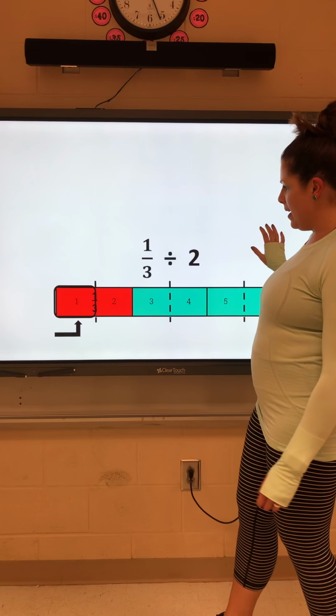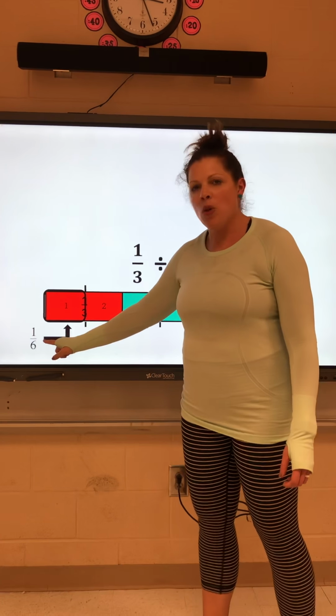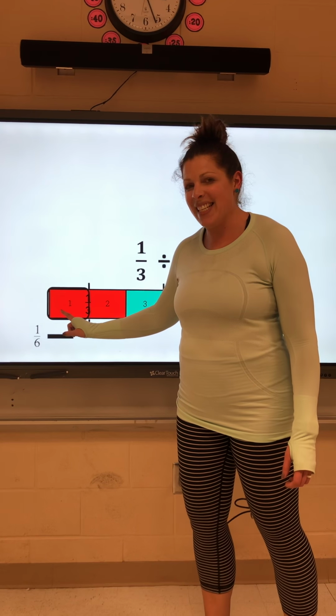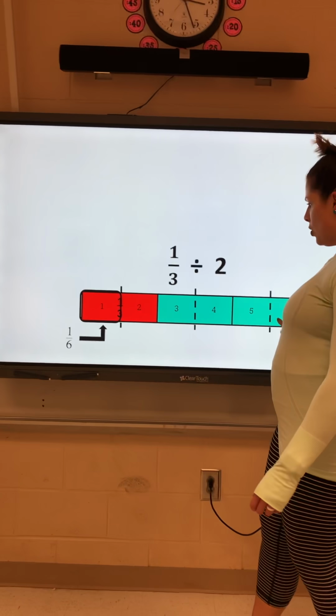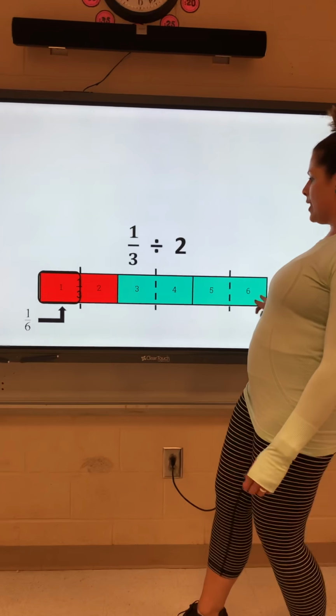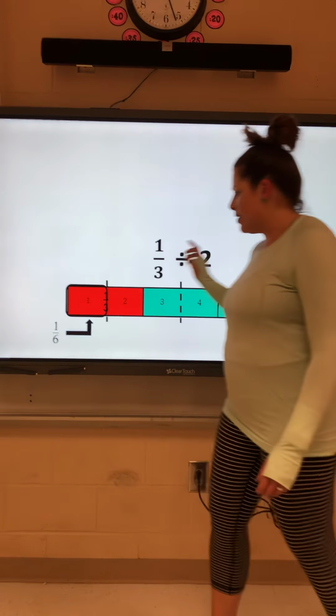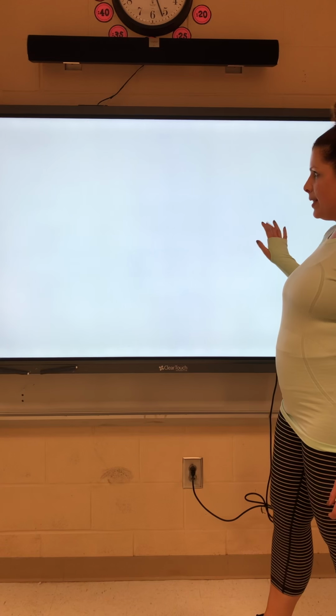Here is your 1. Your answer here is 1/6, because you had to cut each third into 2 pieces, and now you have 6 pieces, and your answer is just 1/6.